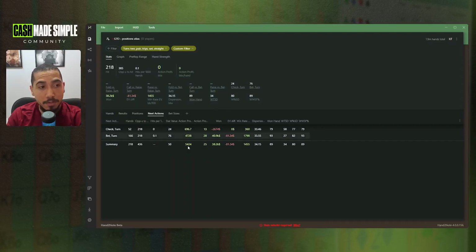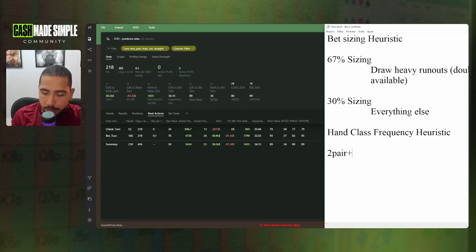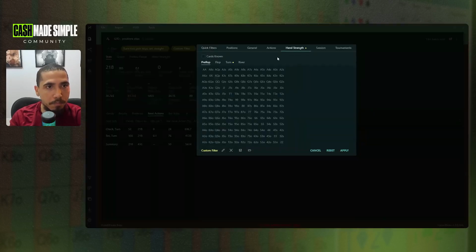200 hands, I guess a decent sample actually. We have here 75% bet, 25% check. So let's note that down here. Hand class frequency heuristic for 2-pair plus, we are going to put it into the 80-20, 80% bucket for the 2-pair plus. Okay, you're gonna slow play 20% of your 2-pair plus.